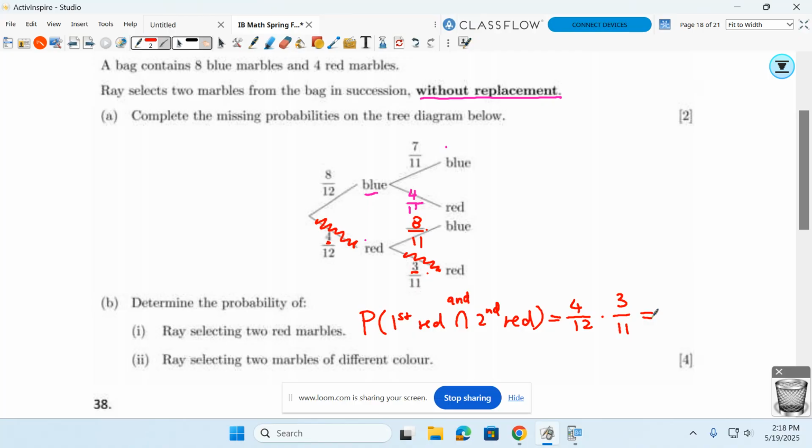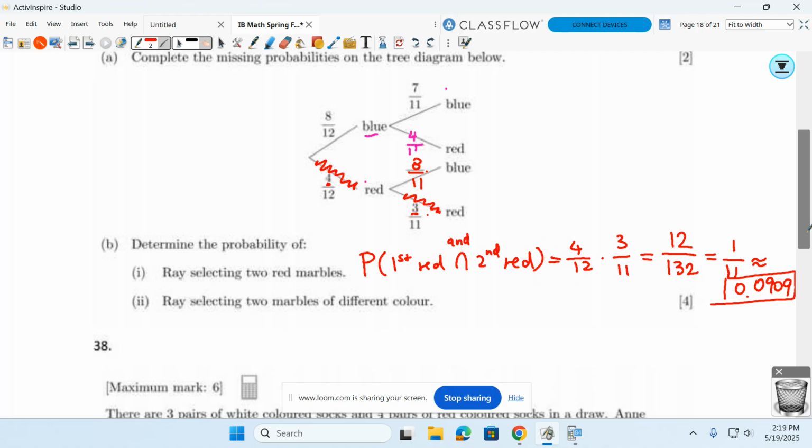What is this one going to be? So this will be 12 in the numerator, and 12 times 11 is 132. They're both divisible by 12, so it will be 1 over 11. Or you can find out what that is as a decimal. So it's going to be 0.0909, rounded to 3 significant figures.